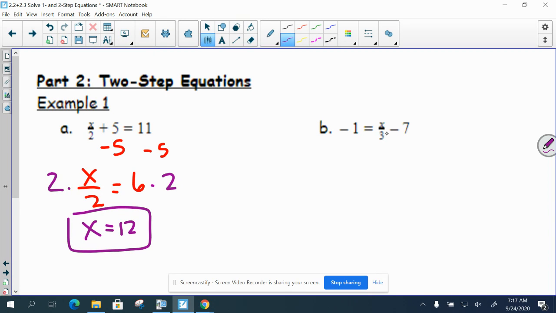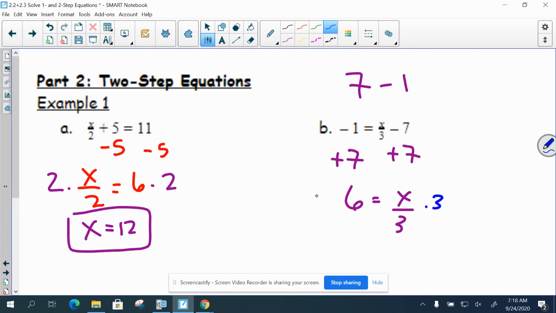In part B, the x is on this side, so what do we need to do here before we multiply by the 3? We need to add the 7. Plus 7, plus 7, so you have negative 1 plus 7, or you can think about it as 7 minus 1. 7 minus 1 is 6. And multiply both sides by 3, so you get 18.